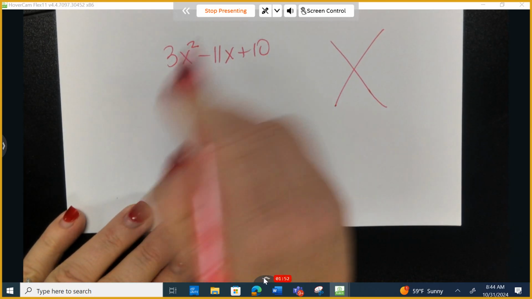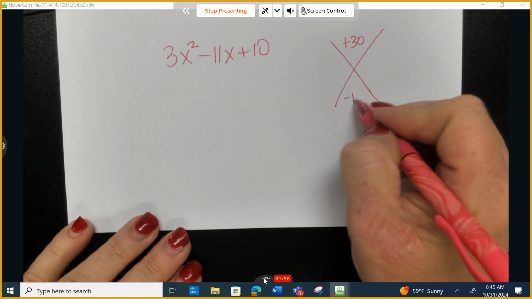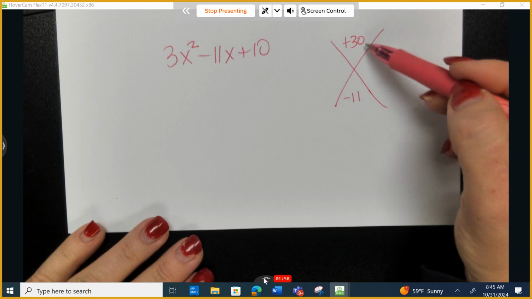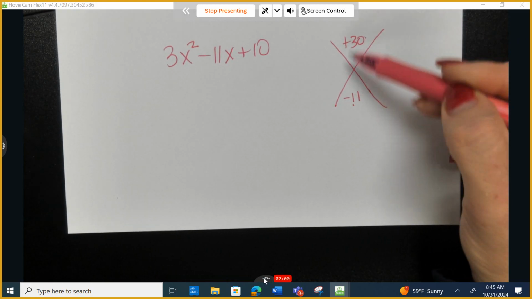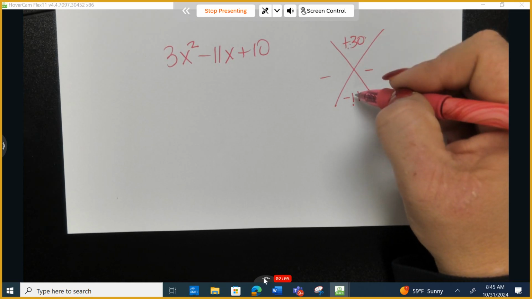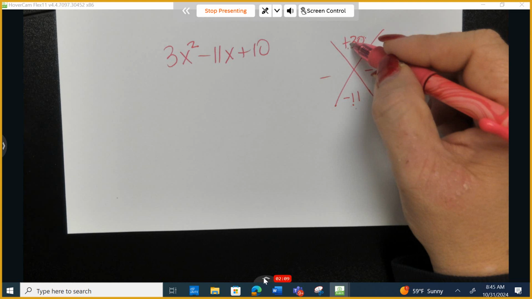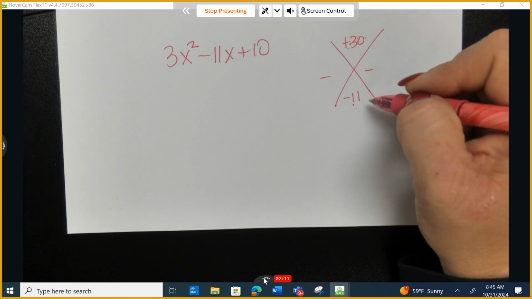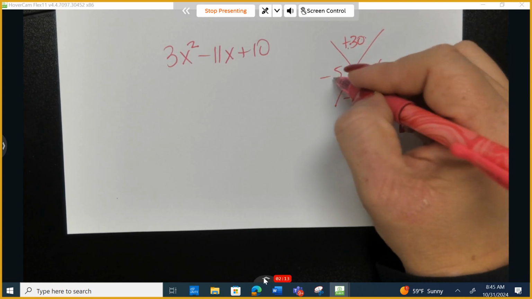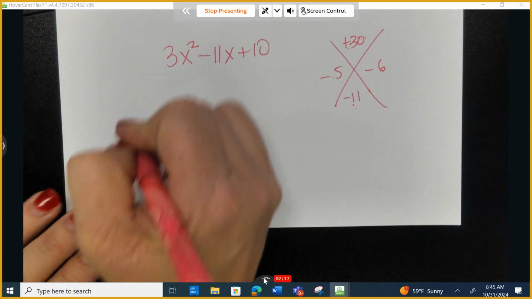I'm looking for two numbers that multiply to equal positive 30 and combine to equal negative 11. So how do I do this? 1 and 30, no. This tells me they're the same sign, and this tells me they're both going to be negative. 1 and 30 do not work. 2 and 15 multiply, but that doesn't equal. 3 and 10, no. 4 doesn't divide nicely into 30, but 5 and 6. Negative 5 times negative 6 is a positive 30. It combines to give me a negative 11.